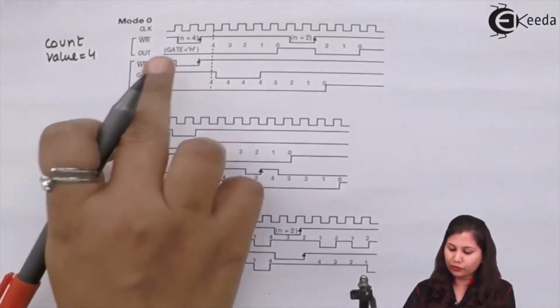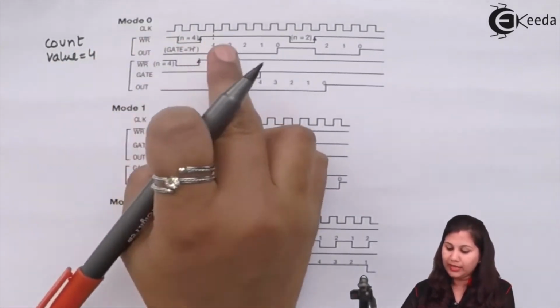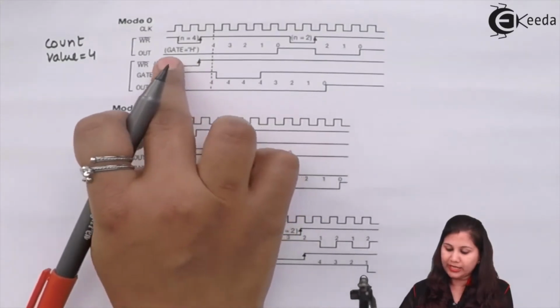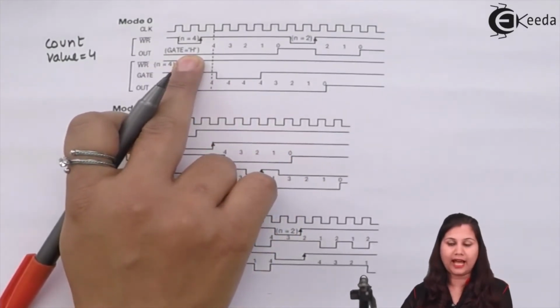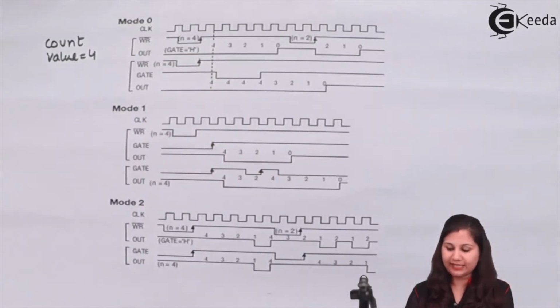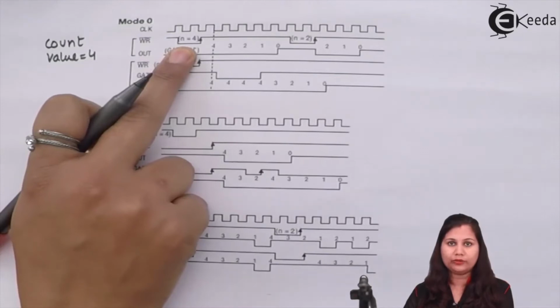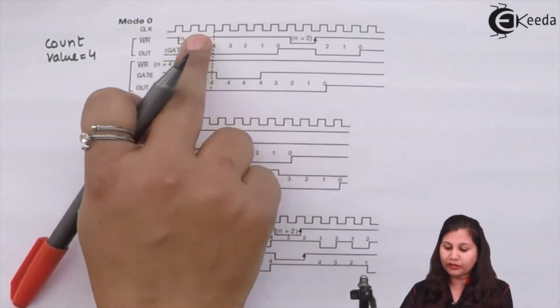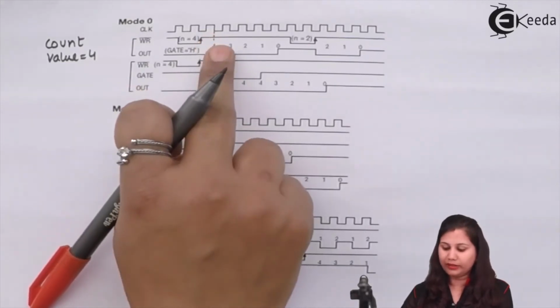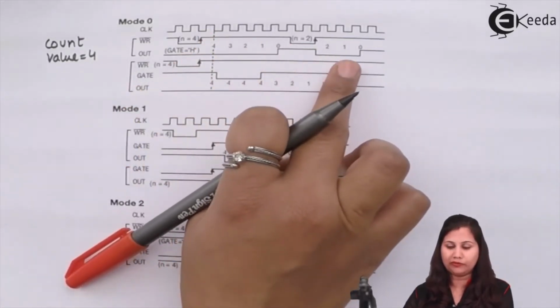So this fourth count value is written or loaded into the counter. Initially you can see that the gate signal is high. So when the gate signal is high and the count value is loaded into the counter, then after one clock pulse the counting will start. Means the counter is going to decrement the count value.